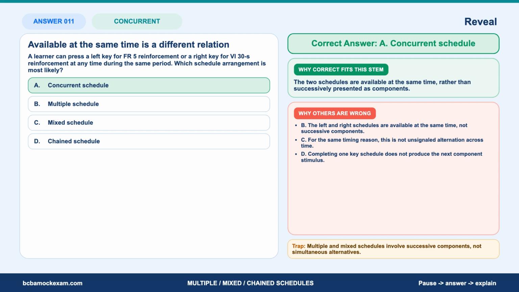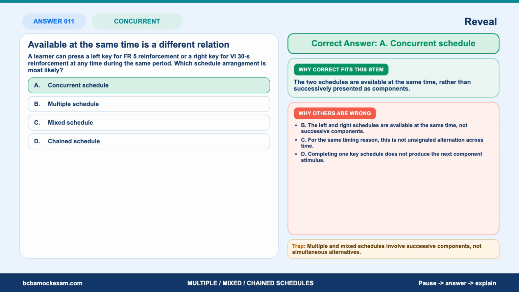The 2 schedules are available at the same time rather than successively presented as components. Now check the distractors. For B, the left and right schedules are available at the same time, not successive components. For C, for the same timing reason, this is not unsignaled alternation across time. For D, completing one key schedule does not produce the next component stimulus.